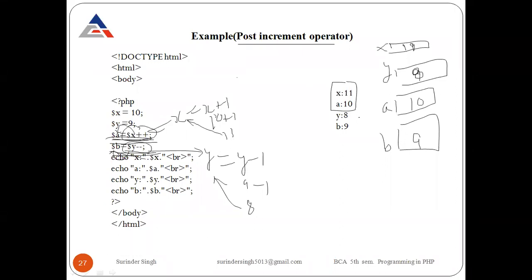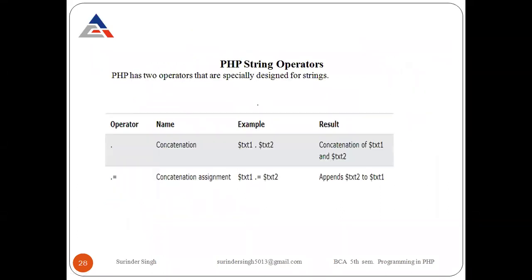Okay, these are the examples of postfix and prefix increment, decrement, or you can say pre-increment, decrement, or post-increment or decrement. And now we have string operators. There are two types of string operators. First is the dot operator, we can say concatenation, and second is concatenation assignment. These are the two operators here, concatenation and assignment.